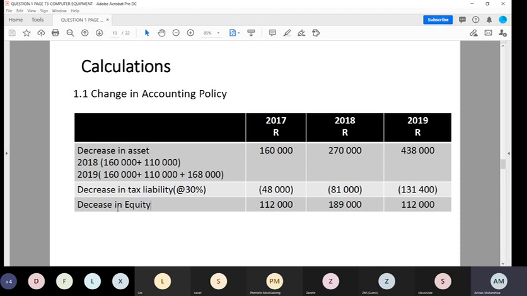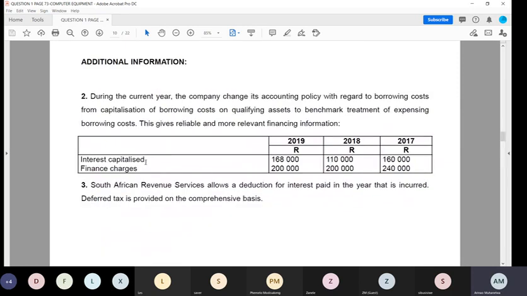Now, let's deal with the figures. I'll go back to the information provided, not the required, the information provided. We are interested in the interest capitalized. That's what we're interested in. So in 2017, that means our assets need to decrease by 160,000. When it comes to 2018, we're dealing with the item asset which is disclosed on the statement of financial position.